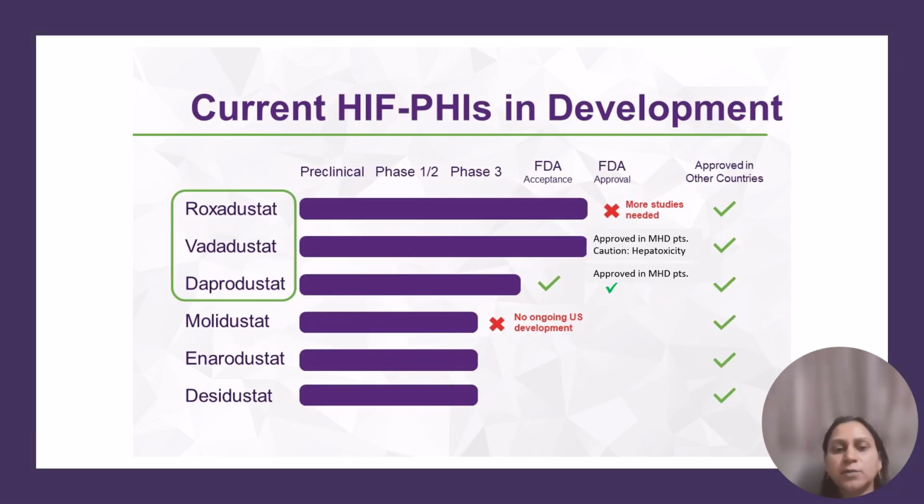So if you see roxadustat, the MACE effects were much higher. That is, the major adverse cardiovascular events were higher with roxadustat. So it was not approved by the FDA. The FDA wanted more studies. Vadadustat and daprodustat have been approved by the FDA in patients who are undergoing dialysis. Molidustat and enarodustat are approved in Japan. Desidustat has been approved in India for use.